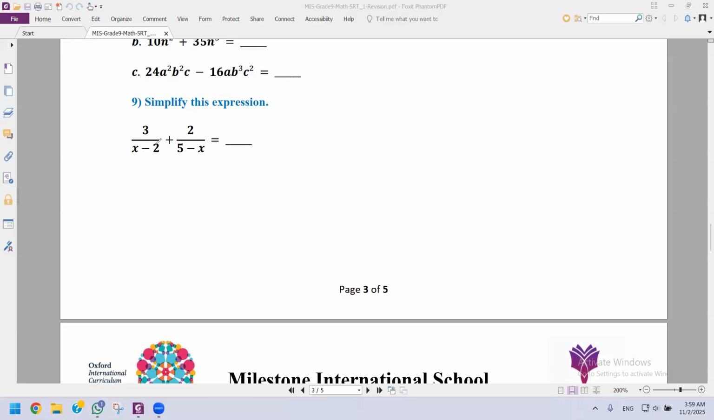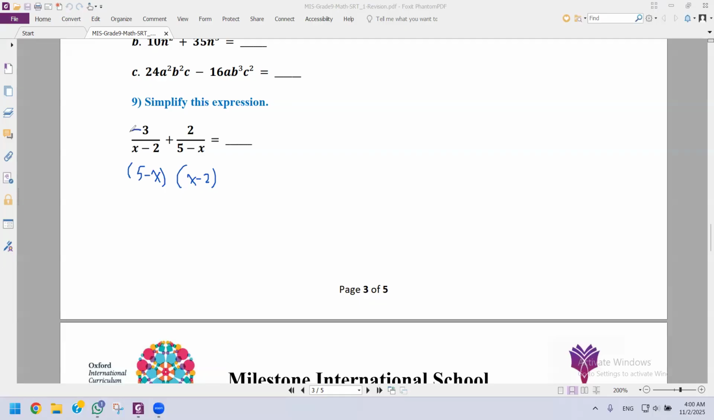We solve it. We have fraction plus another fraction. How do we add fractions? They must have the same denominator to add them or subtract them. So x minus 2, I will multiply it by 5 minus x. And 5 minus x, I will multiply it by x minus 2. So do I multiply only the denominators? No. We multiply up and down.